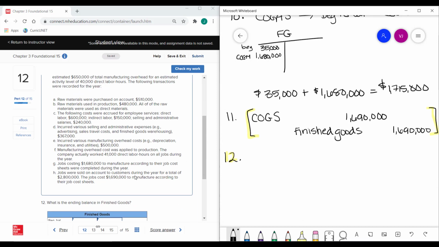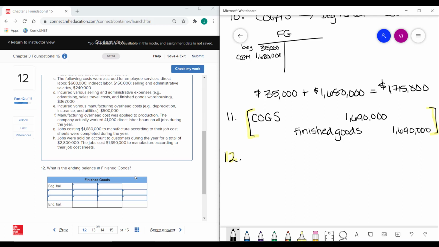Okay, number 12. What is the ending balance in finished goods? Okay, well, we can again just copy over what we just did. So we know the beginning balance is 35,000, but then we debited the cost of goods manufactured to the account, right? The 1.68 million, and that is from item G. So we'll label that as item G. And then lastly, the last time we touched finished goods here was when we now sold some stuff, so we had to credit finished goods for 1.69 million, and that relates to item H.